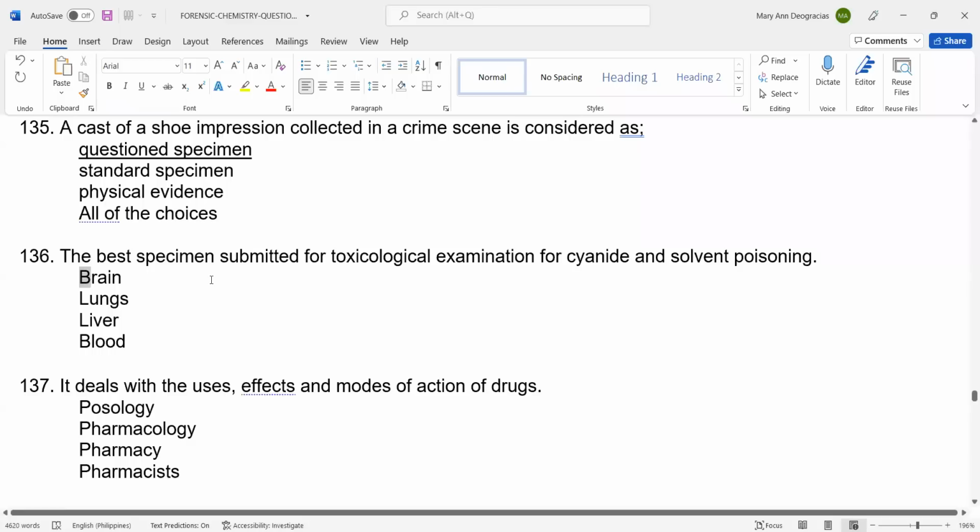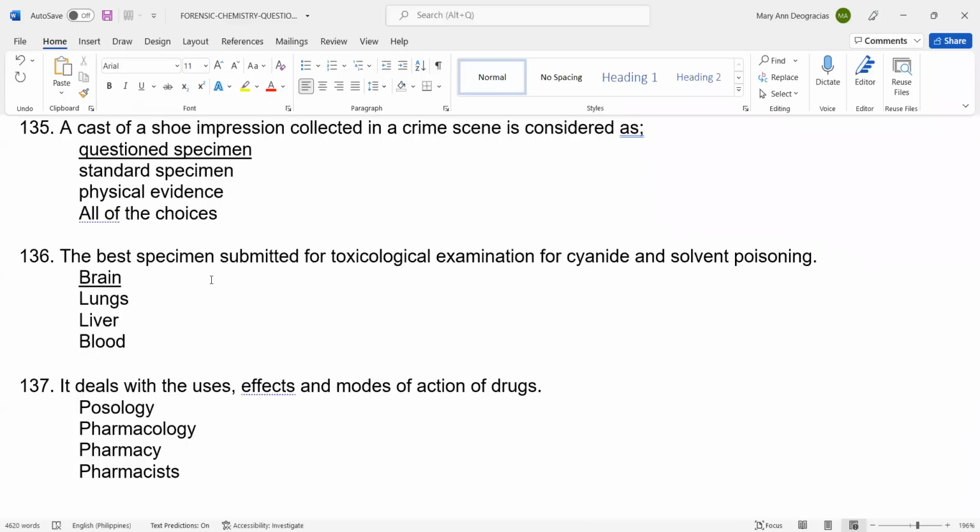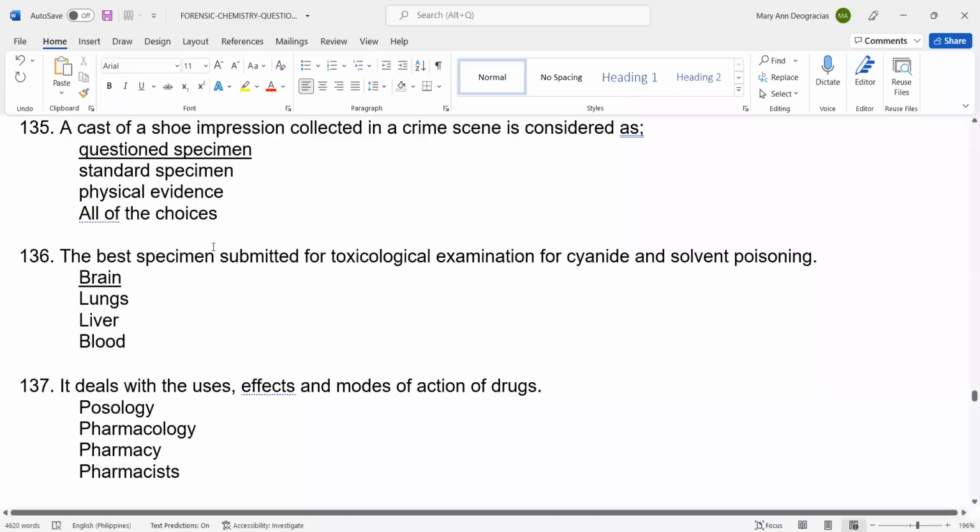Solvent and cyanide poisoning is brain. Tulad ng ano, solvent, tulad ng mga toluene, mga ganyan. Toluene is a component of this solvent. Ano ba yung solvent? Rugby, yan, cyanide. Okay, ang tatamaan dyan talaga is brain.